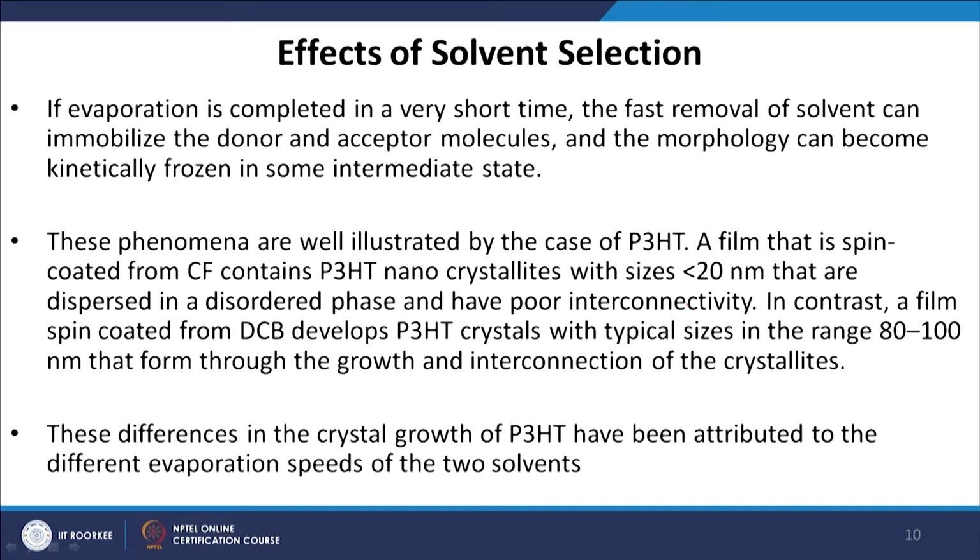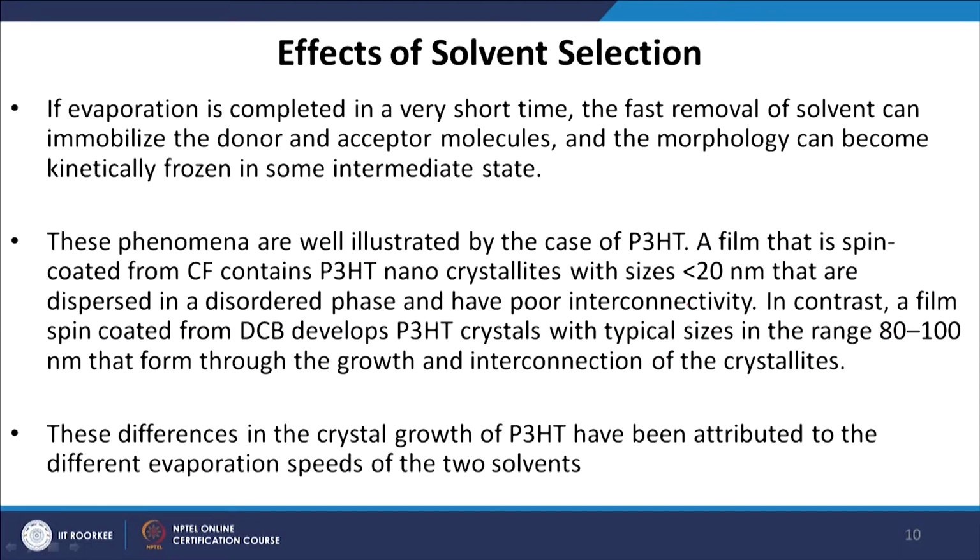So, if the solvent evaporates very rapidly, before it reaches a thermodynamically equilibrated state, it will be kinetically frozen in some intermediate state. So, the complete transformation to a phase separated bicontinuous network, which we really would like to achieve, cannot be achieved by using a very low boiling point solvent.